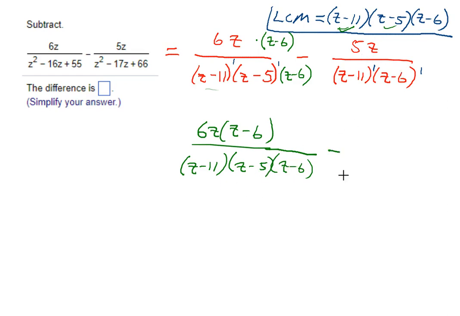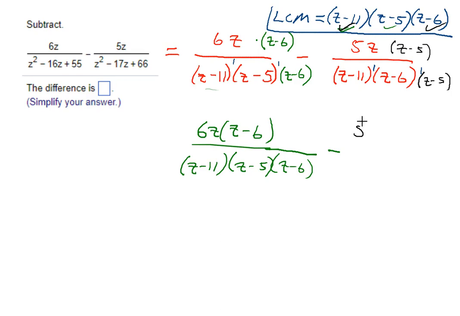Do the same thing for the second fraction. What's missing from here is the z minus 5. Let's do a different color so it stands out a little bit. We already have the z minus 11. We already have the z minus 6. What we're missing from this denominator is the z minus 5. So that's what I need to multiply here. I multiply z minus 5 to the bottom, so now it has that missing factor. But if I multiply it to the bottom, I have to multiply the same thing to the top.